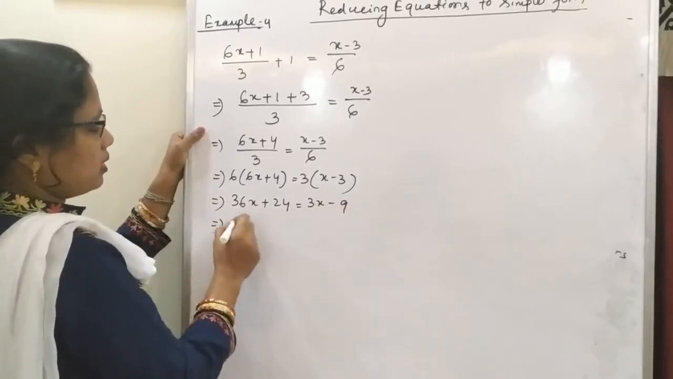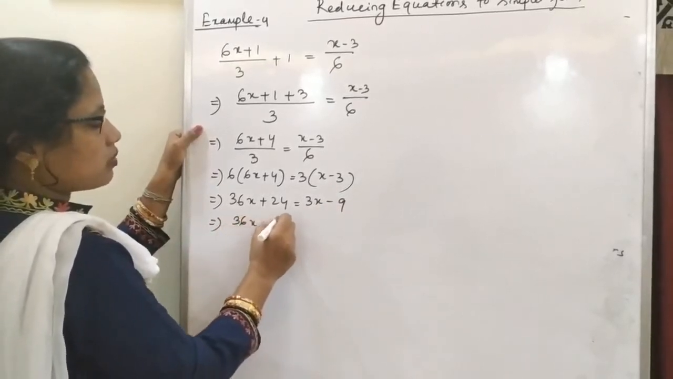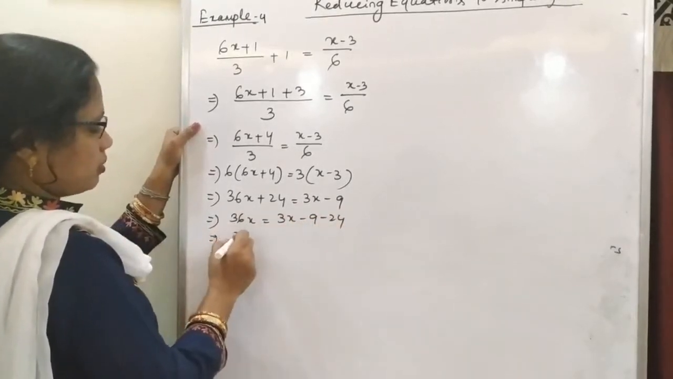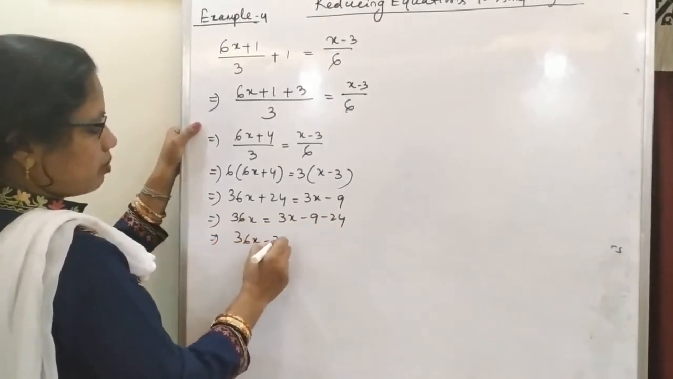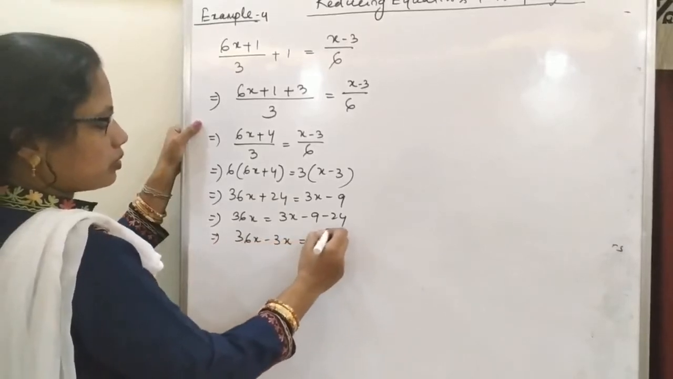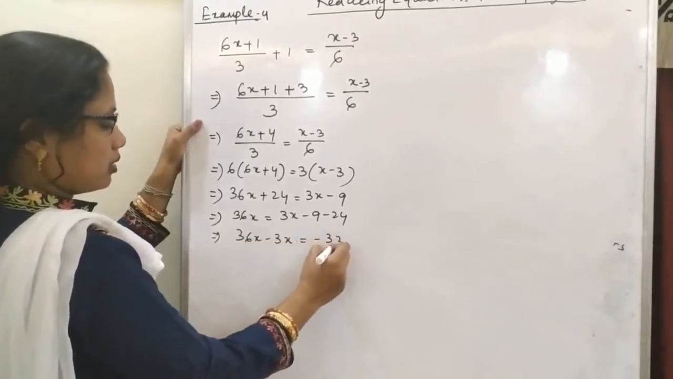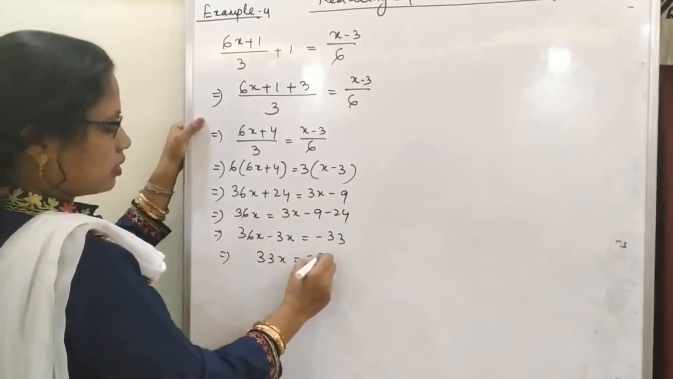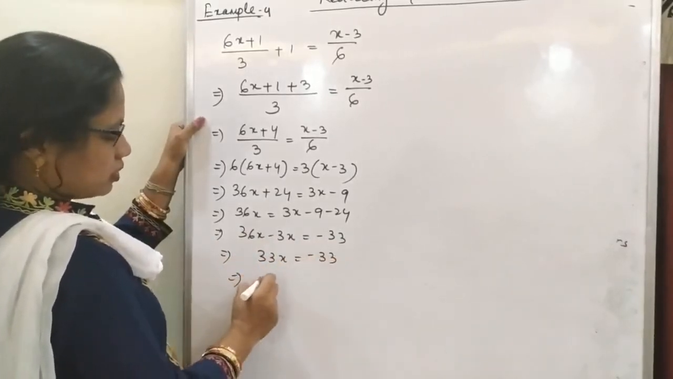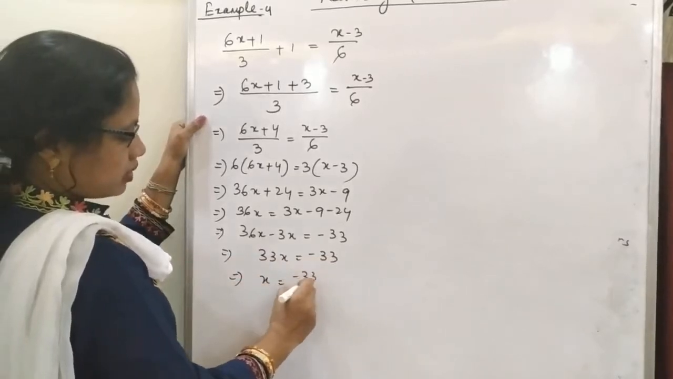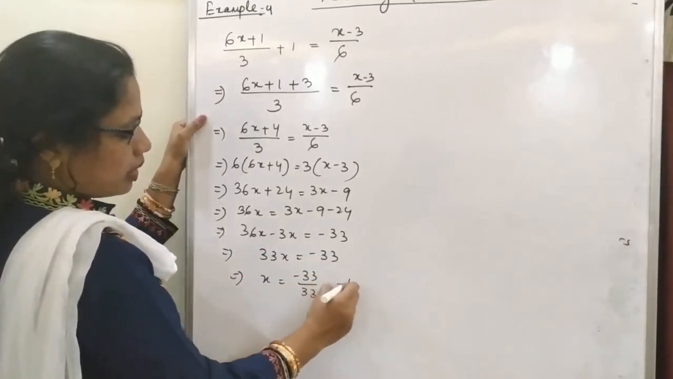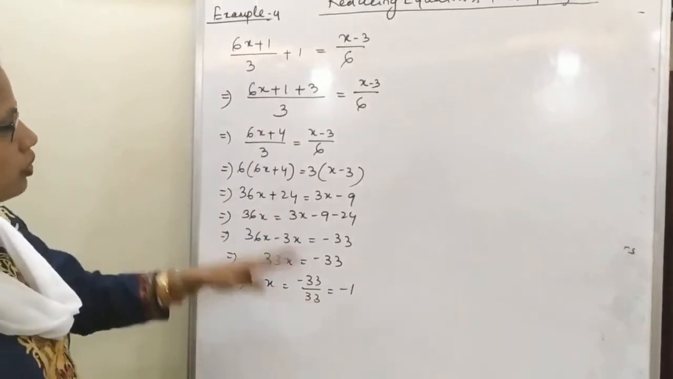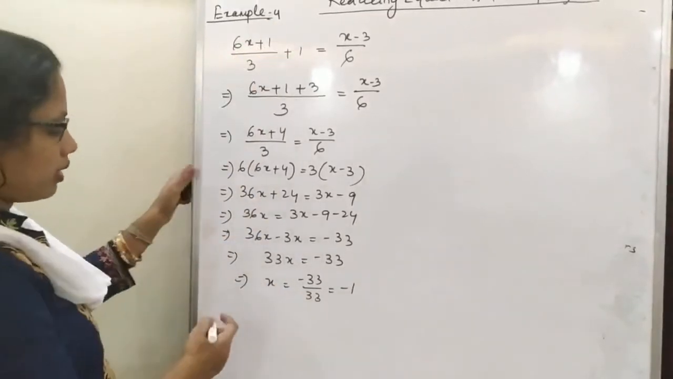So this implies 36x is equal to 3x minus 9 minus 24. So this implies 36x minus 3x is equal to minus 33. So this implies 33x is equal to minus 33. So this implies x is equal to minus 33 by 33, which is equal to minus 1. So we can check it also by putting minus 1 in the left hand side and the right hand side.